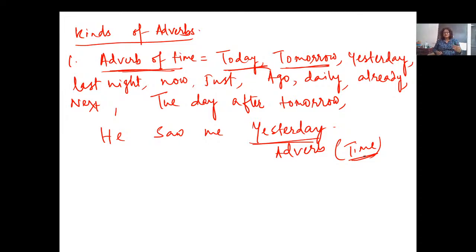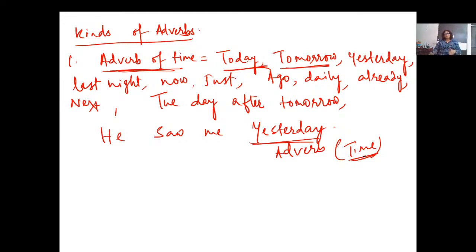If you write, I have seen her before, before is an adverb. I is a subject, have seen is the verb, her is the object, and before is an adverb. If you write, she comes here daily, daily will be an adverb.